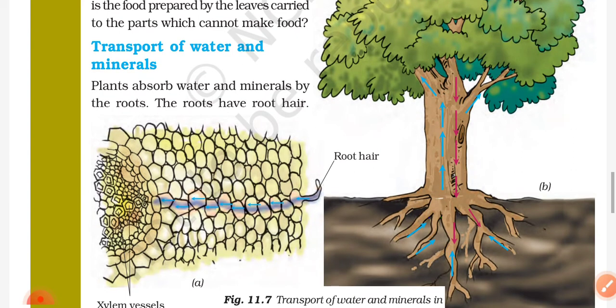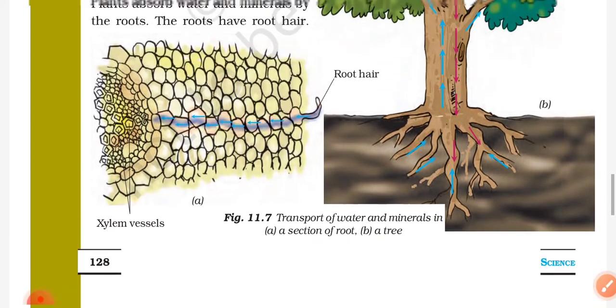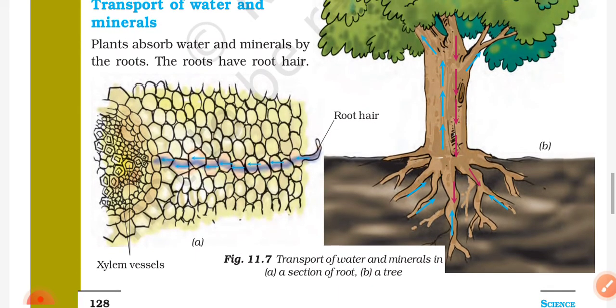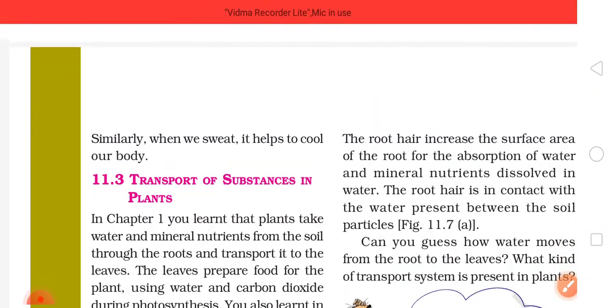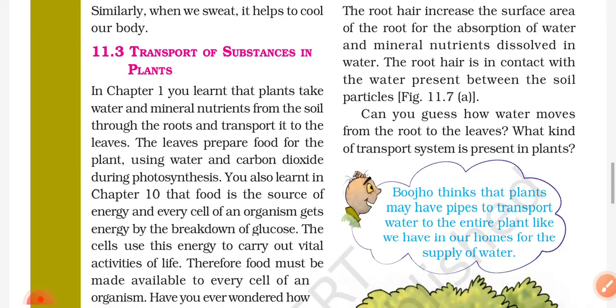Transport of water and minerals. Plants absorb water and minerals by the roots. The roots have root hair. The root hair increases the surface area of the root for the absorption of water and minerals nutrients dissolved in water. The root hair is in contact with the water present between the soil's particle.